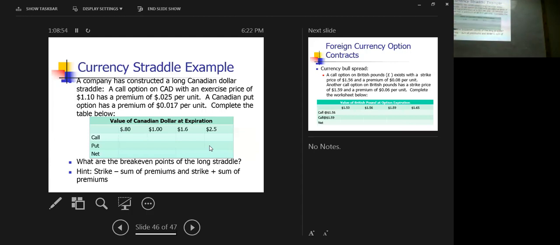What is the value of the Canadian dollar at expiration? What is the value of the long call at 80 cents? When the value of the Canadian dollar is 80 cents, what's the value of the call?